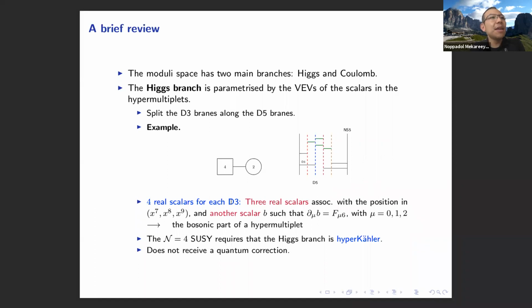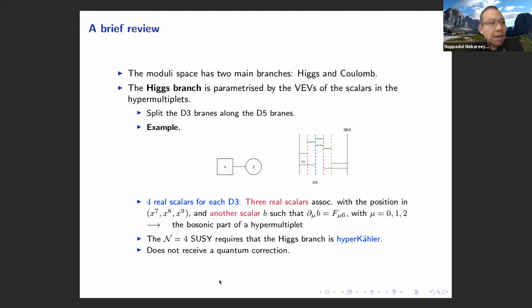This is the D5. So 4 real scalars, where did they come from? 3 real scalars come from the 7, 8, 9 directions. There is another scalar, which is due to this gauge field, which we call B, and this is the bosonic part of the hypermultiplet. So there are 4 of them. And N equal to 4 supersymmetry requires that the Higgs branch is hyperkähler.